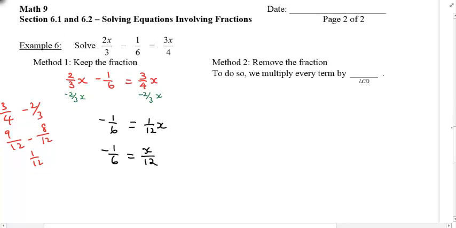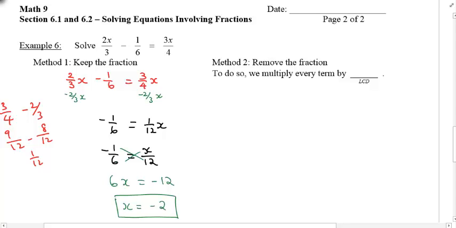Once again, now two fractions, one on the left, one on the right. Cross multiply and solve. 6 times x is 6x. -1 times 12 is -12. Divide both sides by 6, so x equals -2.